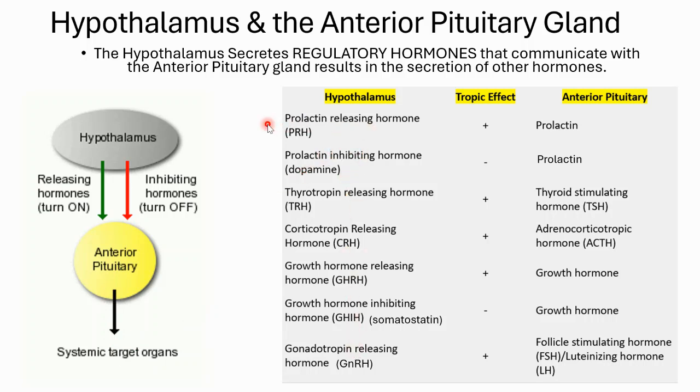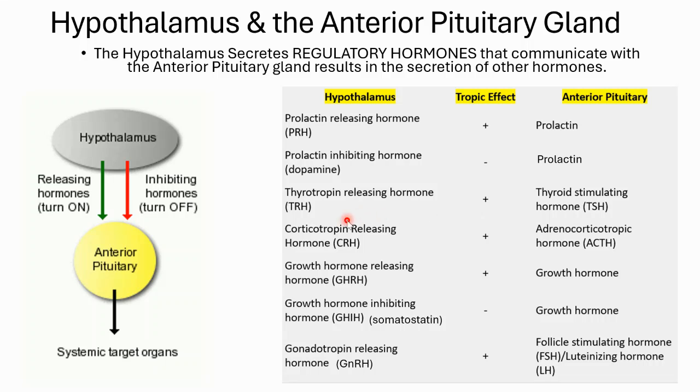So the hypothalamus, these are a list of all of them. You've got prolactin releasing hormone, prolactin inhibiting hormone. You can see the positive and negative signs over here. That lets you know if it's going to create something or cause an effect versus prevent an effect. So if it's positive, that means it's going to cause the secretion of prolactin from the anterior pituitary, versus prolactin inhibiting hormone, also known as dopamine, by the way, which will prevent prolactin from being secreted from the anterior pituitary.